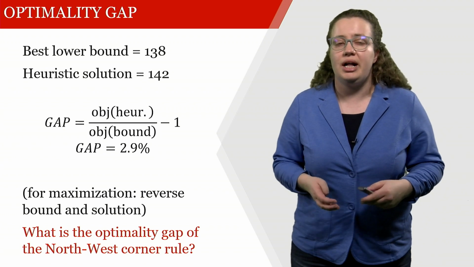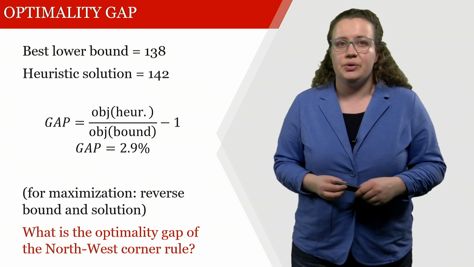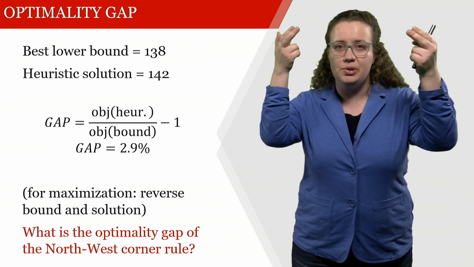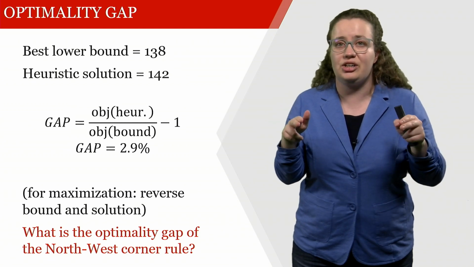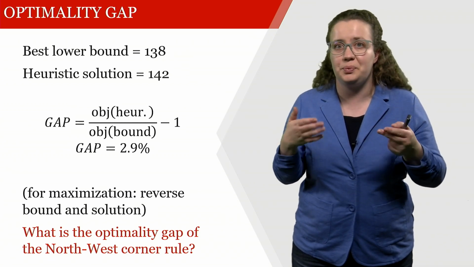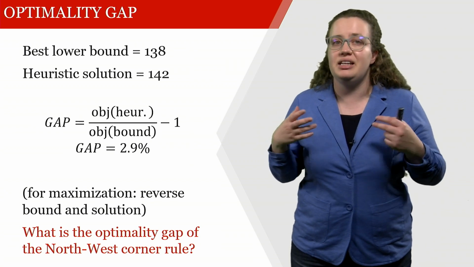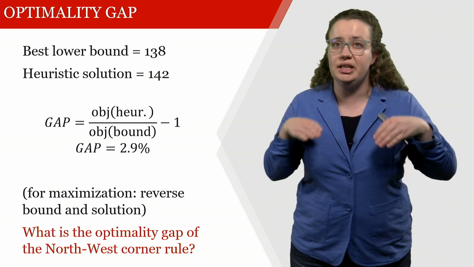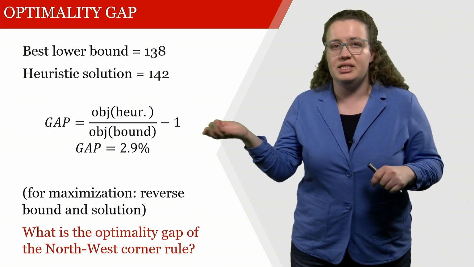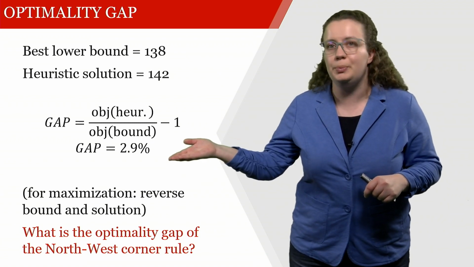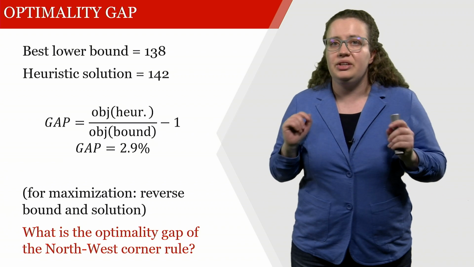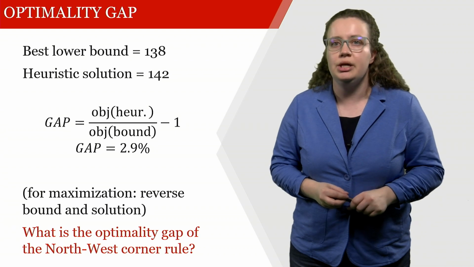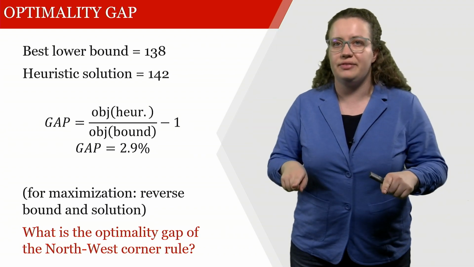And that allows us to calculate the so-called optimality gap. So we're calculating the objective function of the heuristic, which is an upper bound to our optimal solution, dividing it by the objective function of the best lower bound that we know, and we subtract 1. And if we enter those values that we have here, so the heuristic solution of 142, divided by the 138 of the bound, and then subtract 1, then we get this value of 2.9%. One thing to keep in mind is that if you maximize, you have to reverse the bound and the solution. So you always have the higher value on the top and the lower value on the bottom.